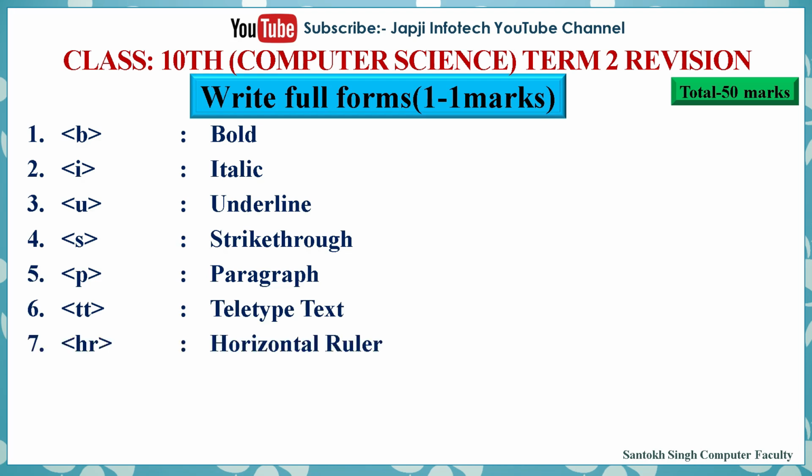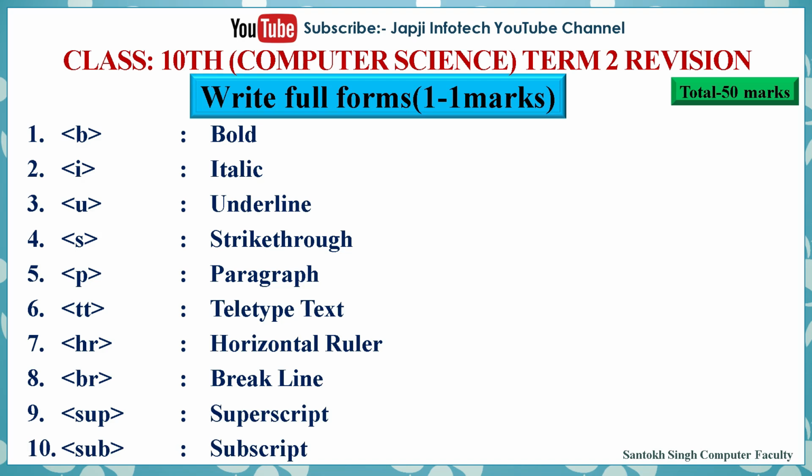Seventh one is HR tag. HR tag stands for horizontal ruler. Eighth one is BR tag. BR tag stands for break line. Ninth one is SUP tag. SUP tag stands for superscript. 10th one is sub tag. Sub tag stands for subscript.